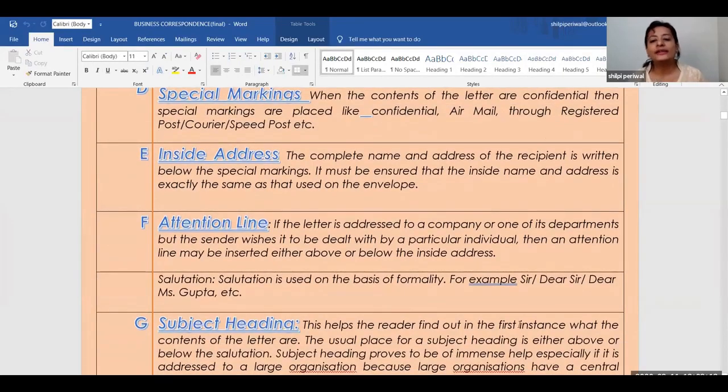Inside address. Now in the letter also, you should write the address. So a lot of times if you see, the letter content also has the name and address of the person, because once we keep that letter in our file, we will not keep the envelope in the file, right?